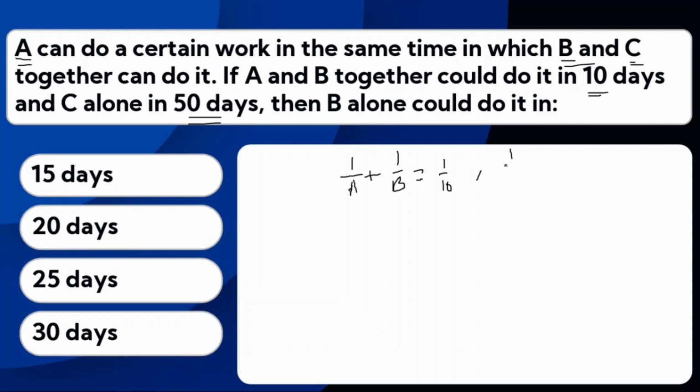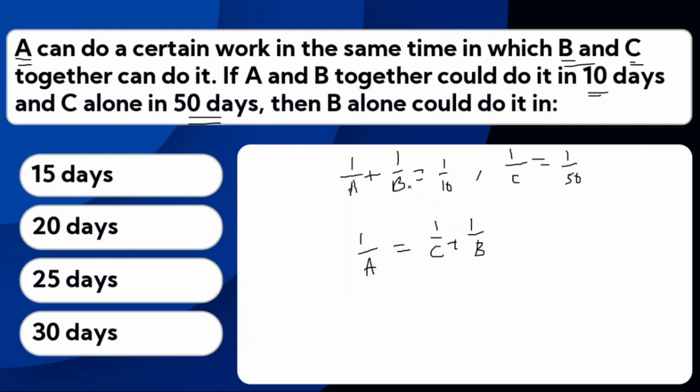And C can complete it in 50 days, right? So per day C can complete 1 by 50th of the work. A will complete the work of 1 by A, which is equal to 1 by C plus 1 by B. Why? Because the first statement says A can do a certain work in the same time in which B and C together can do it. So when they are working together, it is equal to the work done by A. So this is the equation you have to solve.